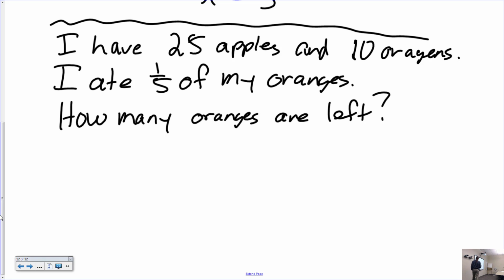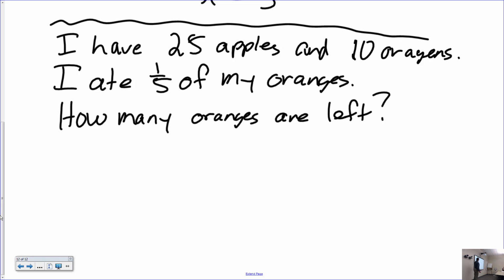Note, folks, I have 25 apples. Who cares? That's useless. Exactly. Please note that there are going to be more times than you can imagine where there will be numbers you are given that you do not need to use. Don't use them if you don't have any directions on what to do with them. Alright?